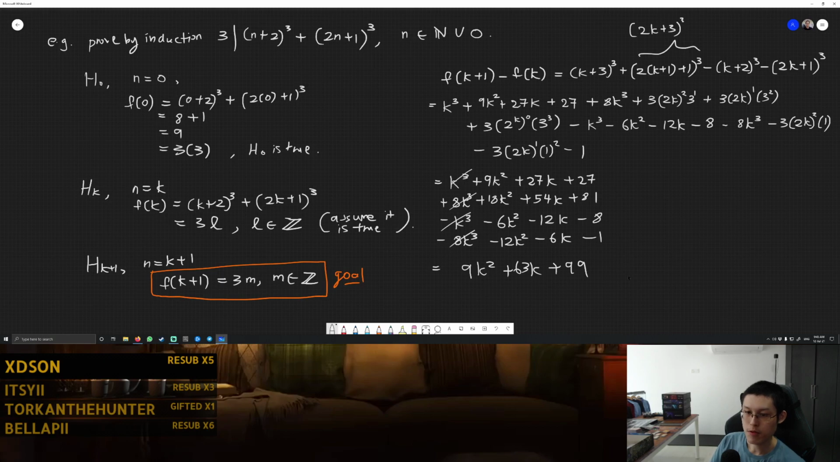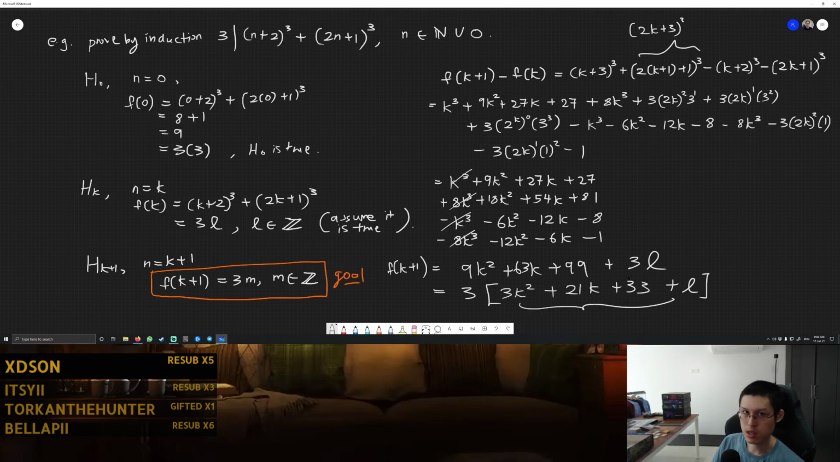Okay. So finally, we're going to move the fk over here. So that's going to be plus fk. And as we know, fk is in fact 3l, right? Because we assume that to be true. So now we can factorize 3 out from this entire thing, which is going to give us 3k squared plus 21k plus 33 plus l. And as you can see, this whole thing is just some integer, which we'll call m. So therefore, this is equals to 3m. Oh, done. We have finally shown that it is in fact divisible by 3.